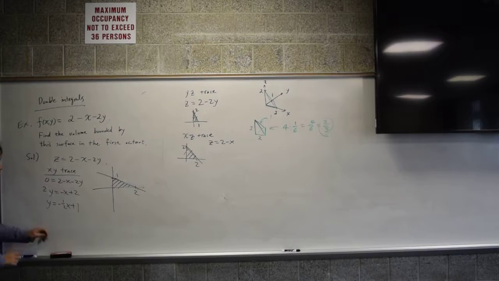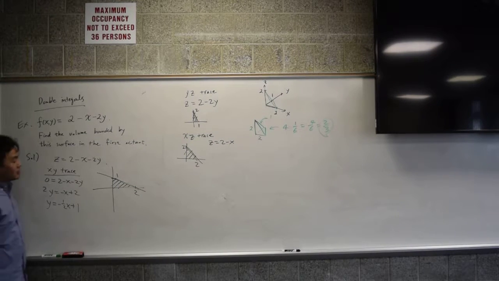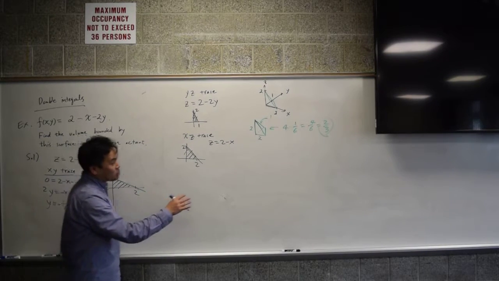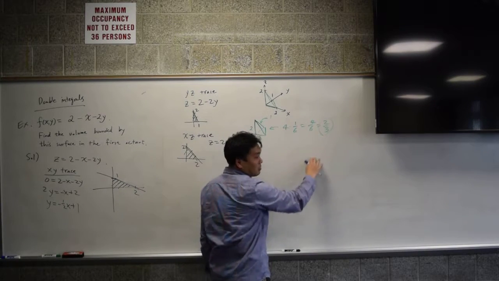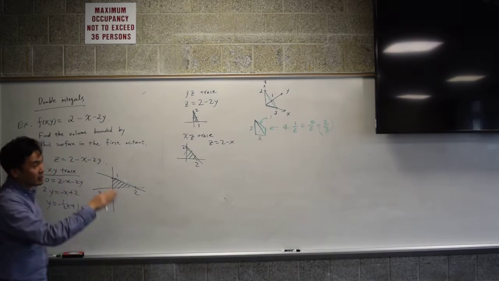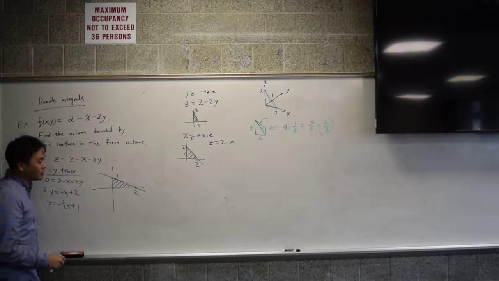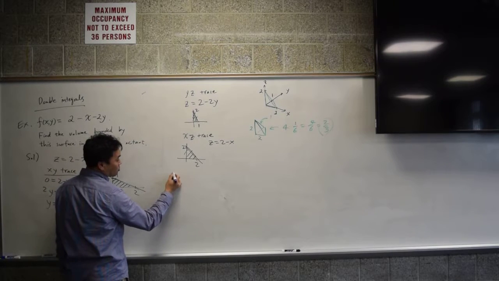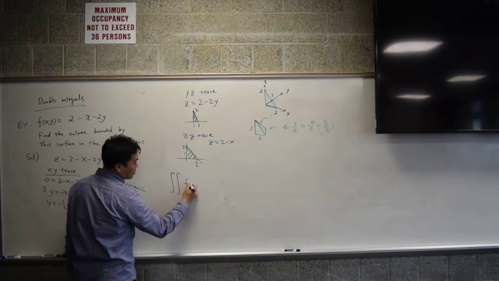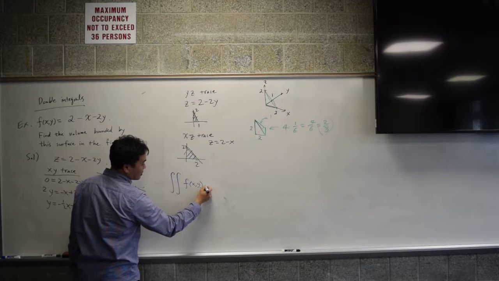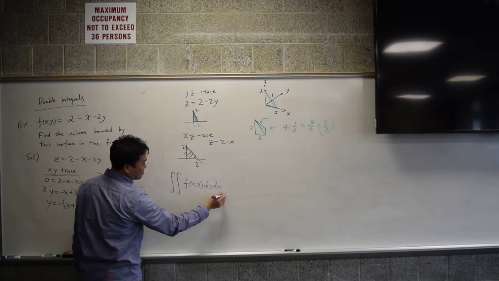And now let me try to calculate this using a double integral. Let's try to do this using a double integral. And it's good because we already know the answer. Since we know the answer, if we calculate a double integral and get the same answer, then we can be more confident of what's going on, right? Okay, so let's try this. We're trying to calculate the integral of f(x, y) dy dx, or dx dy.